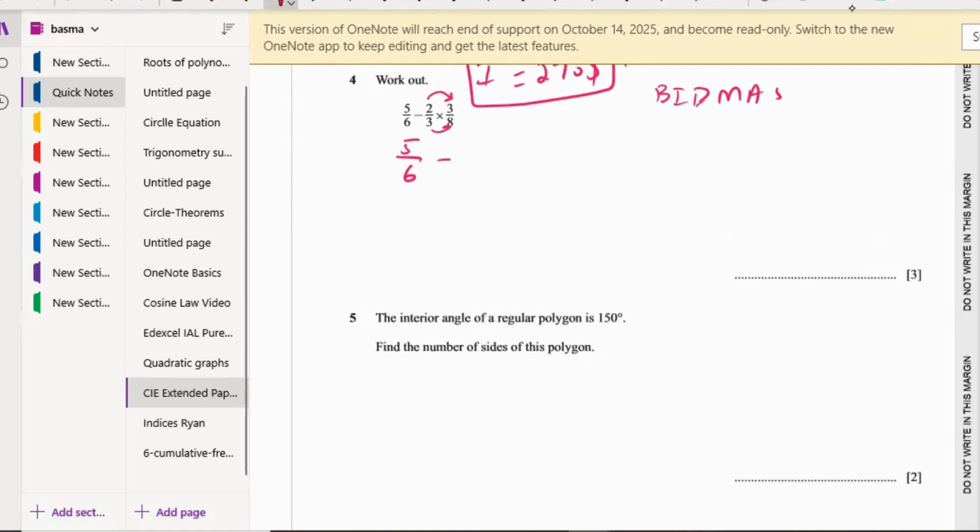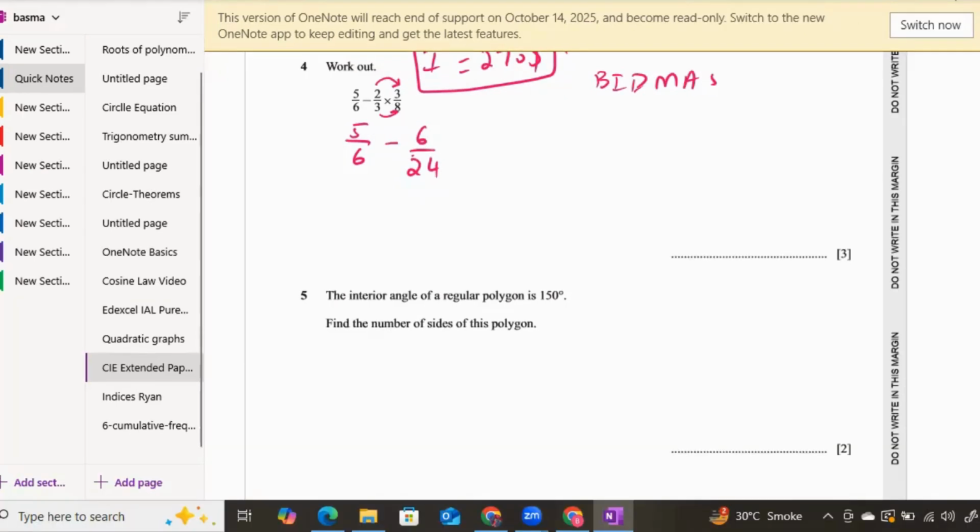So 2 times 3 will be 6, 3 times 8 will be 24, right? So 5 over 6 minus 6 over 24. 6 over 24, when you divide both by 6, 6 divided by 6 is 1, and 24 divided by 6 is 4, so 1 over 4. So you will write 5 over 6 minus 1 over 4.